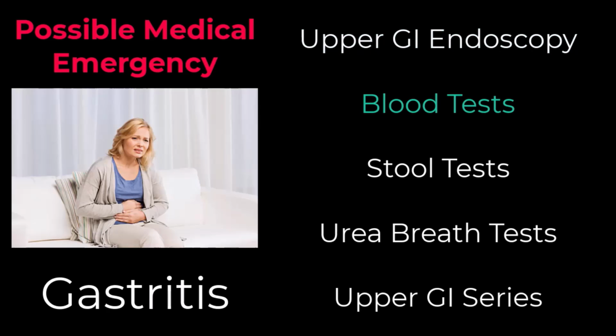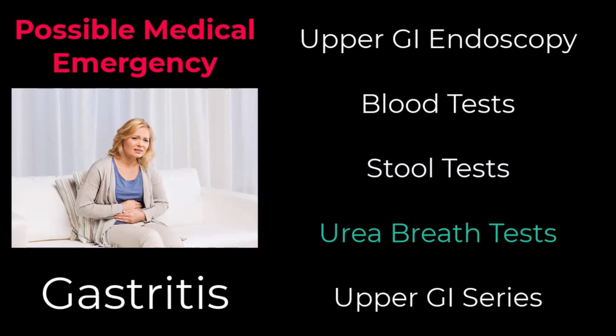Blood tests. Doctors may use blood tests to check for other causes of gastritis or signs of complications. For a blood test, a healthcare professional will take a blood sample from you and send the sample to a lab. Stool tests. Doctors may use stool tests to check for H. pylori infection and for blood in your stool, a sign of bleeding in your stomach.